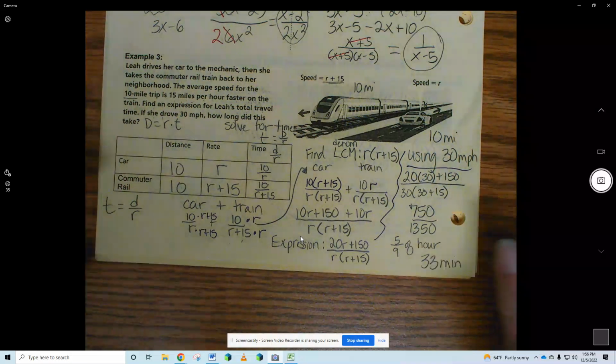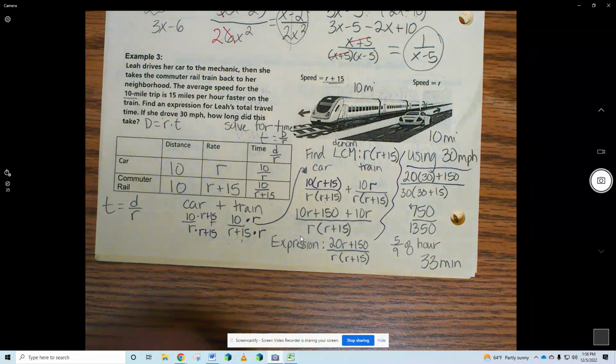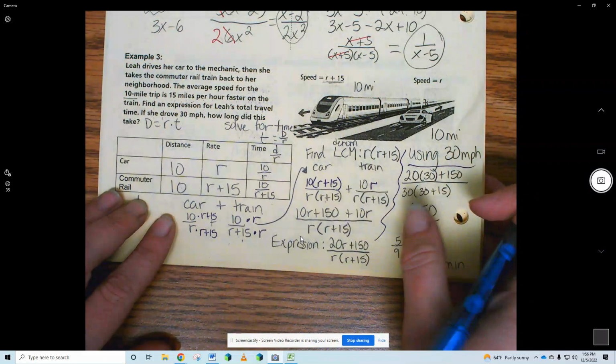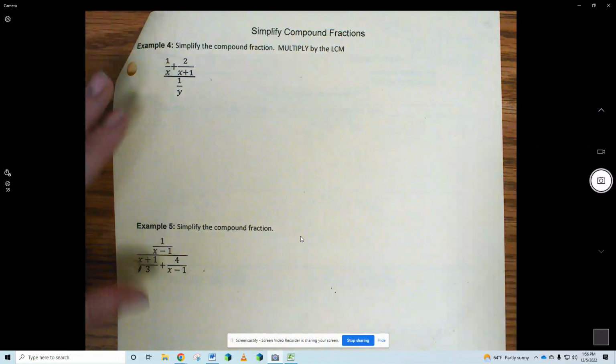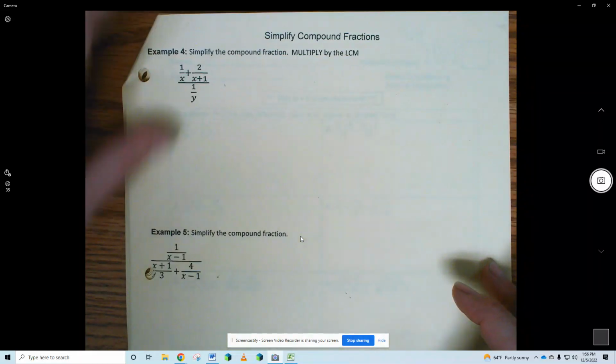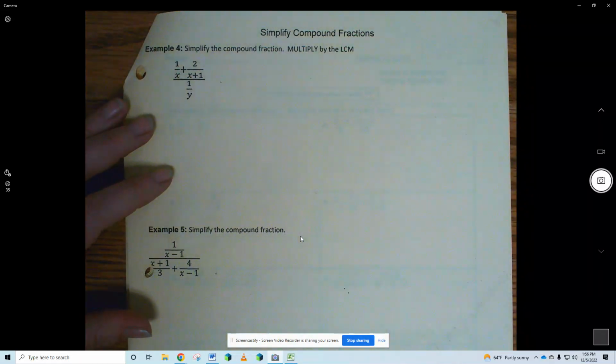All right, so now we're going to finish off 4.4b. So this is the end of 4.4b still. And I have 2 problems where I am simplifying a compound fraction. So here's what I need to do.